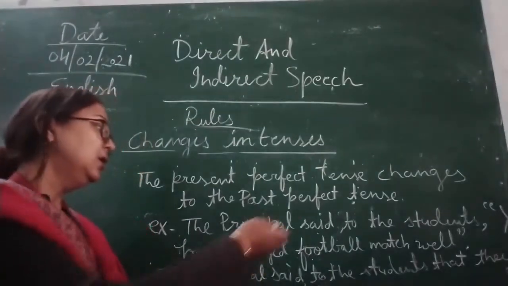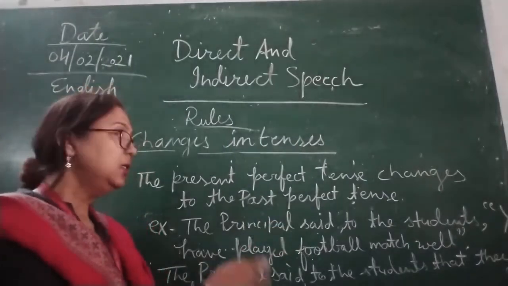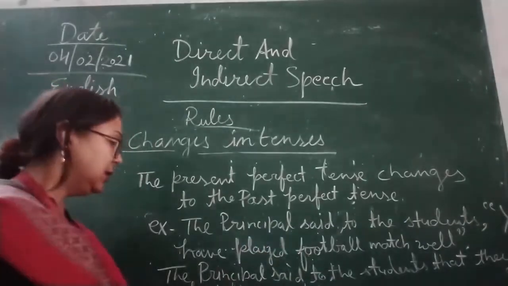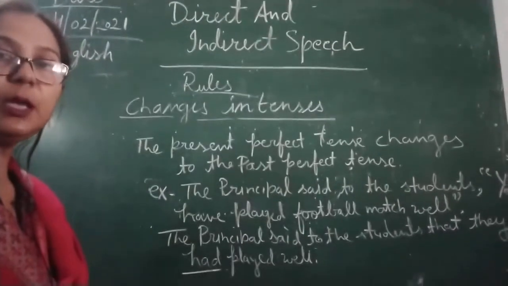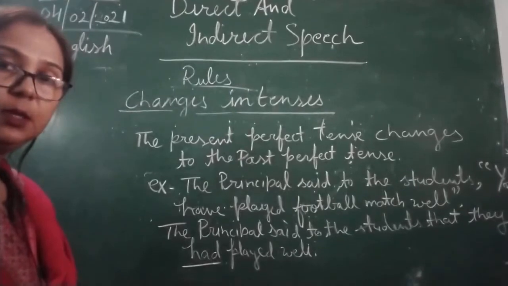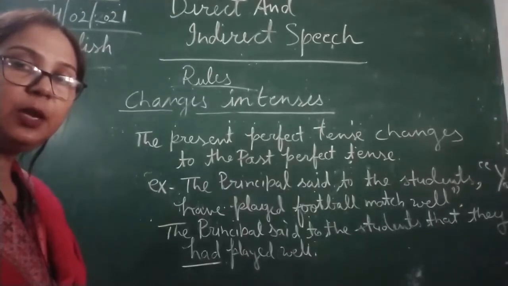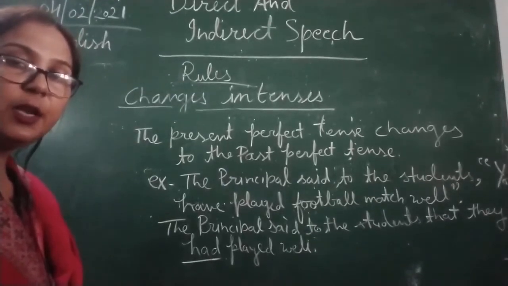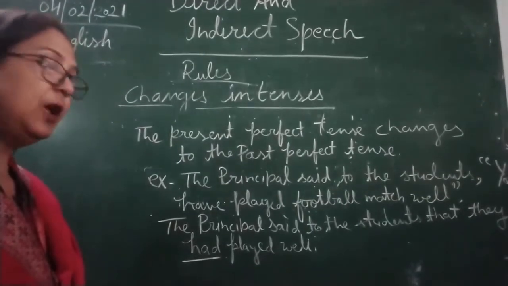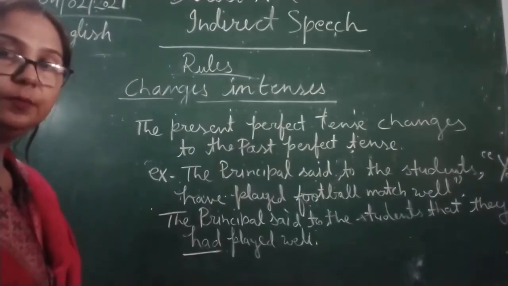So here you can see, children or students become they had. This is past perfect tense, and the third form of the verb we will use here, you can see they had played well. So children, this direct speech changed into indirect speech, and it was written in the present perfect tense. Now we have written it in past perfect tense, children. So practice it.